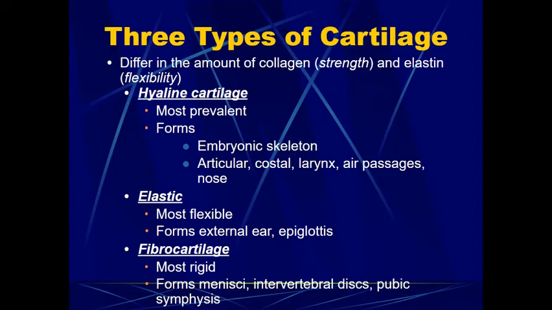Elastic cartilage is the most flexible, and this forms the external ear and the epiglottis, which helps to close the trachea when you're swallowing food. And then the third type is fibrocartilage. This is the most rigid of the three types. It forms the menisci in the knee, the intervertebral discs between the vertebrae of the spine, and the pubic symphysis, the small piece of cartilage between each half of the pubic bone.